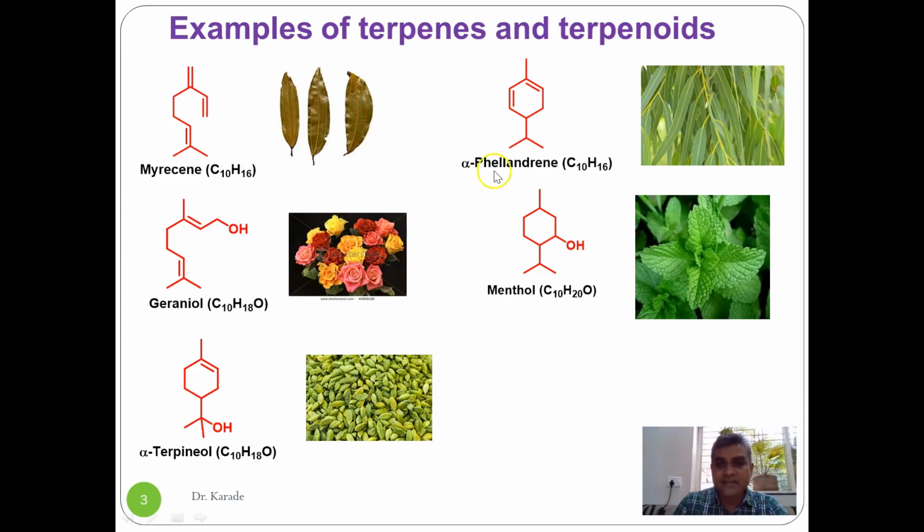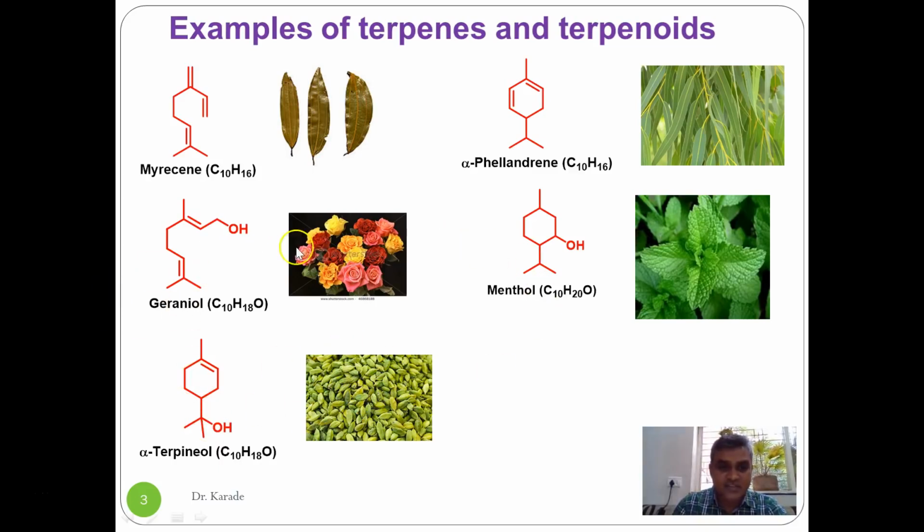curries. The second example is alpha-phellandrene. Alpha-phellandrene is a monocyclic compound containing 2 double bonds. It's a homoannular diene. It is a constituent of eucalyptus oil, and eucalyptus oil has some medicinal importance. This is the structure of geraniol, which is present in rose oil. Alpha menthol is present in the leaves of peppermint. Alpha terpenol is present in the seeds of cardamom.